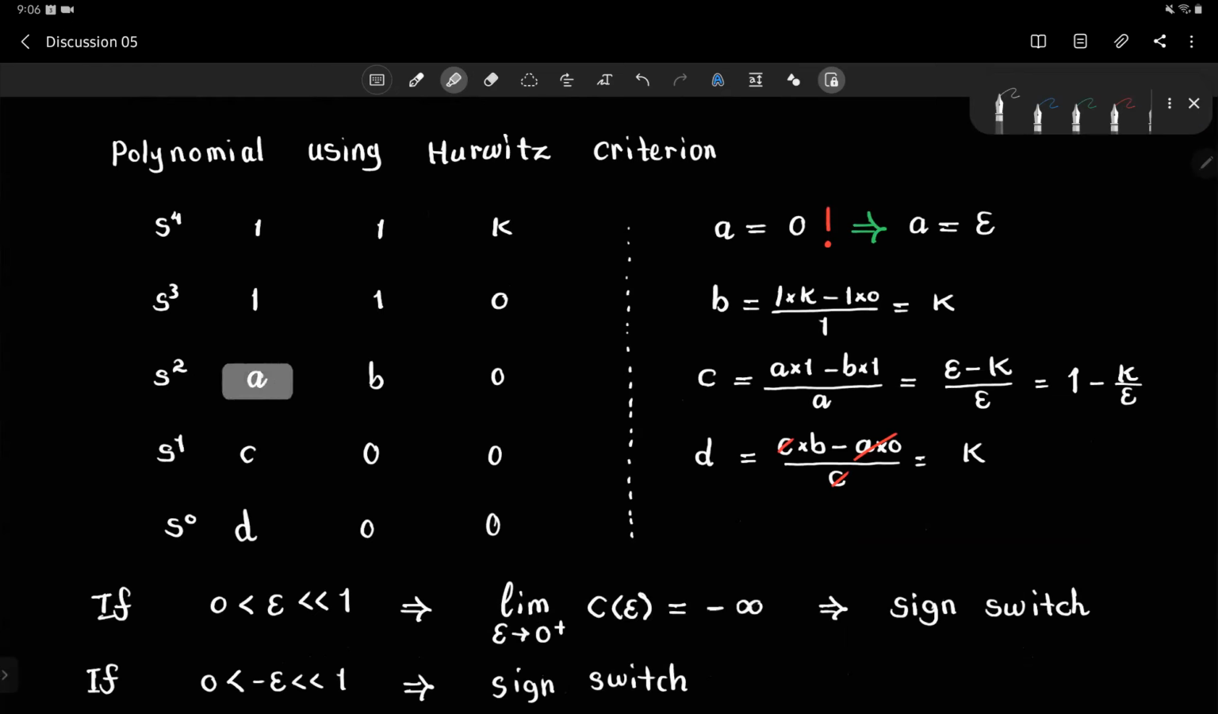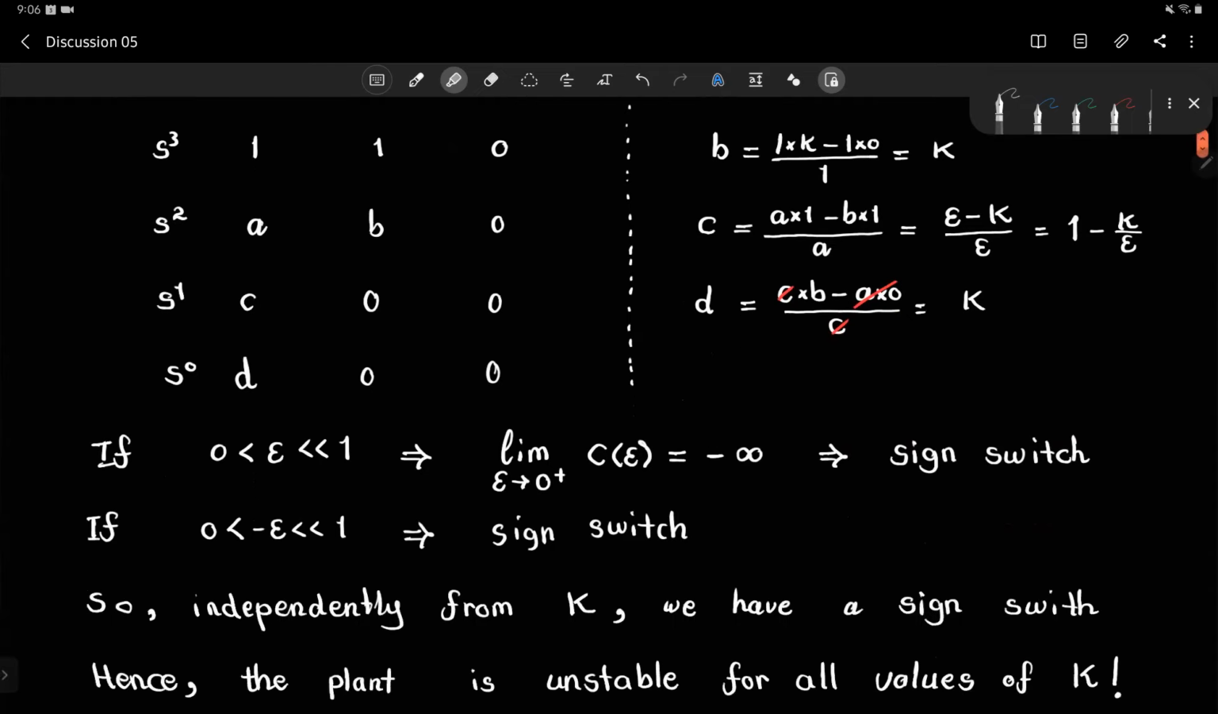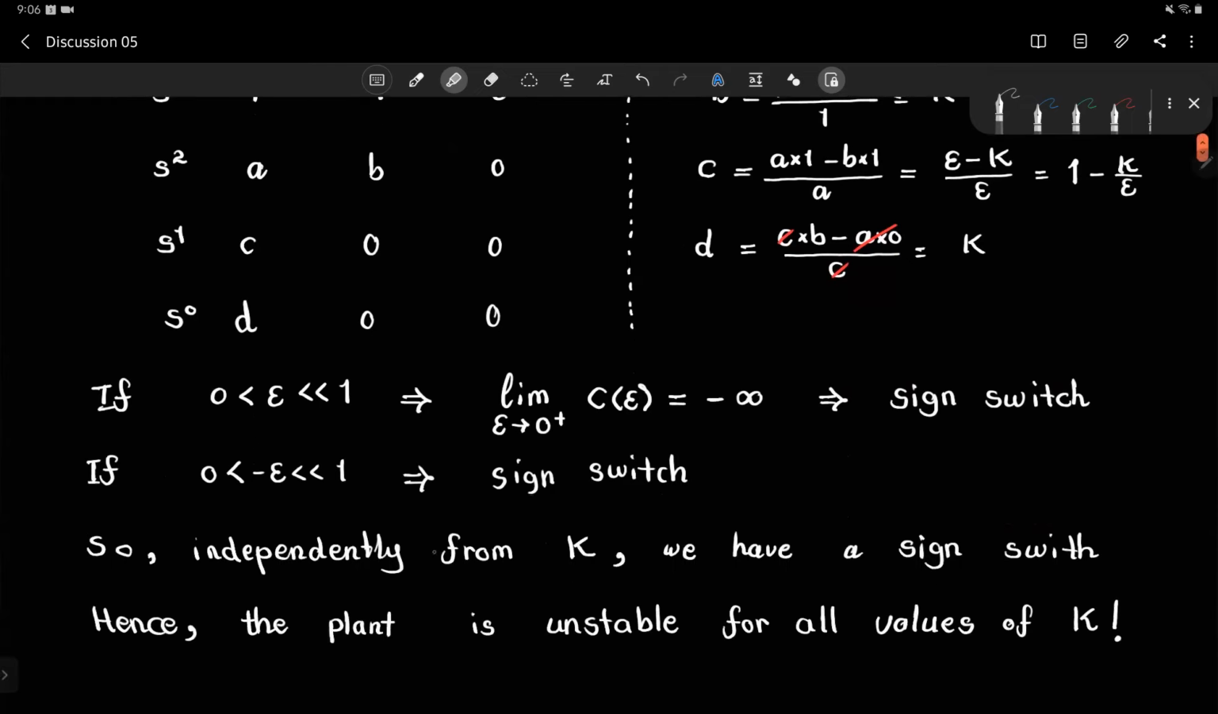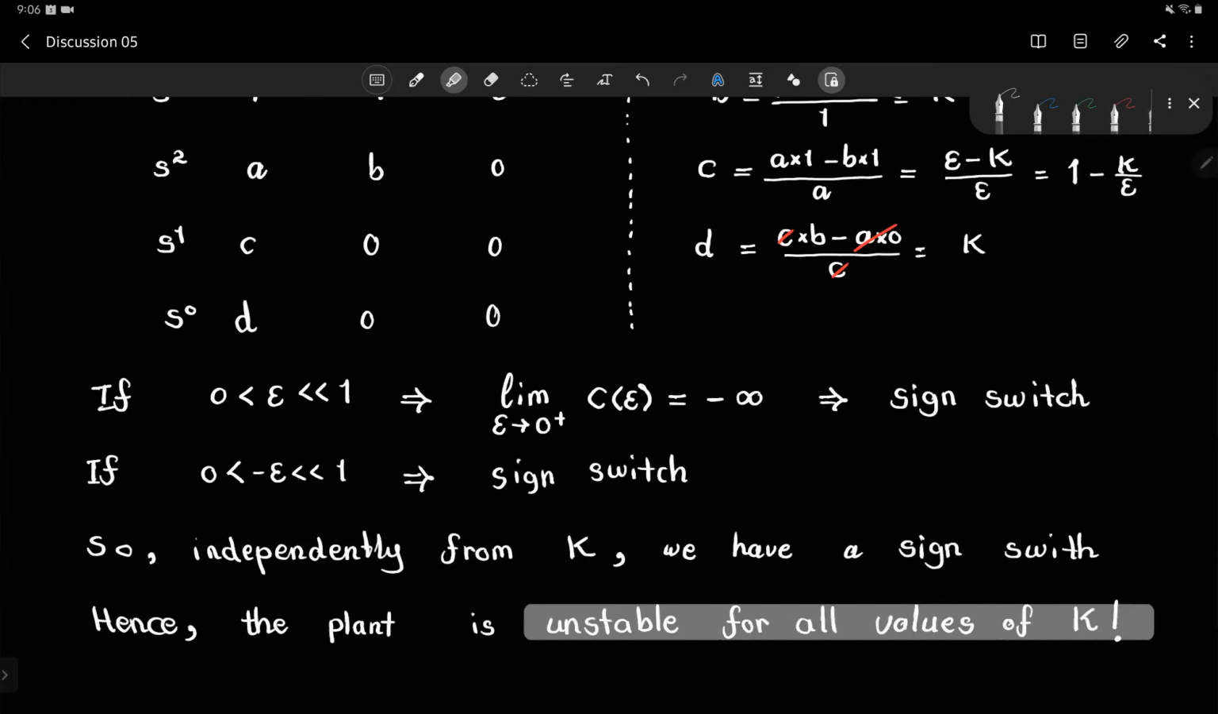Because A is positive, since it's equal to epsilon, and D is positive because it's K, but C will be negative for small values of epsilon. This means that independently from K, we have a sign switch. So the plant is unstable for all values of K.